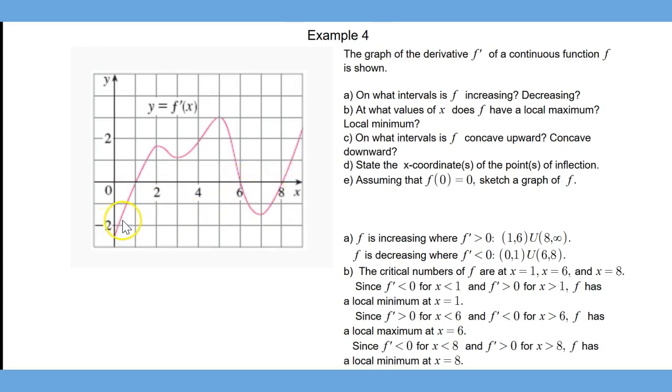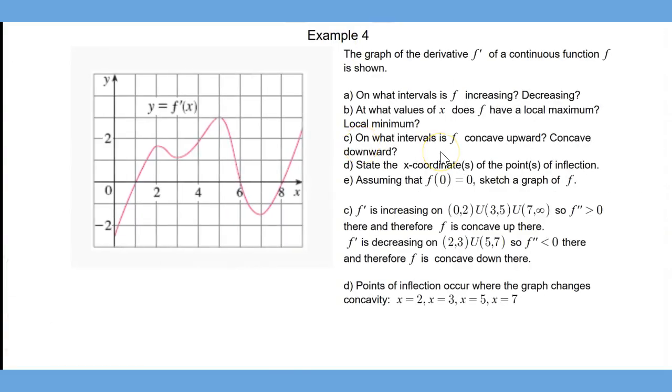And since f prime is going from negative to positive at 1, x equals 1 is a local minimum. Since it's going from positive to negative at 6, x equals 6 is where the local maximum occurs. And since it's going from negative to positive at 8, x equals 8 is another local minimum of f. So we've answered A and B. Now let's look at C.